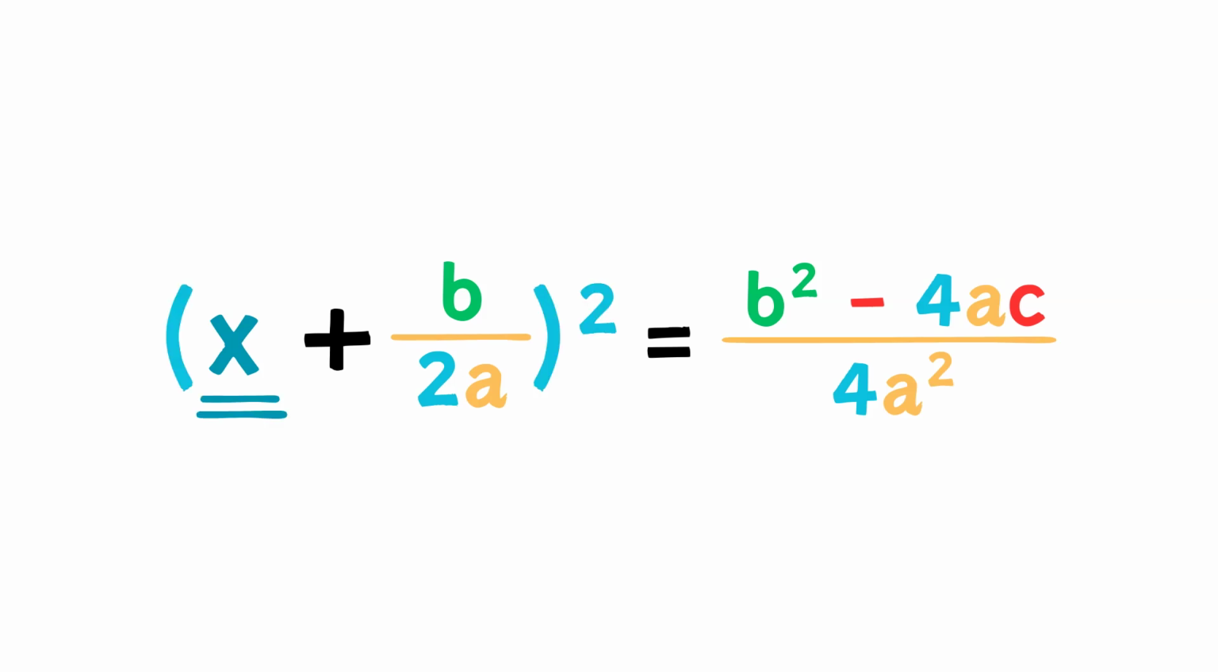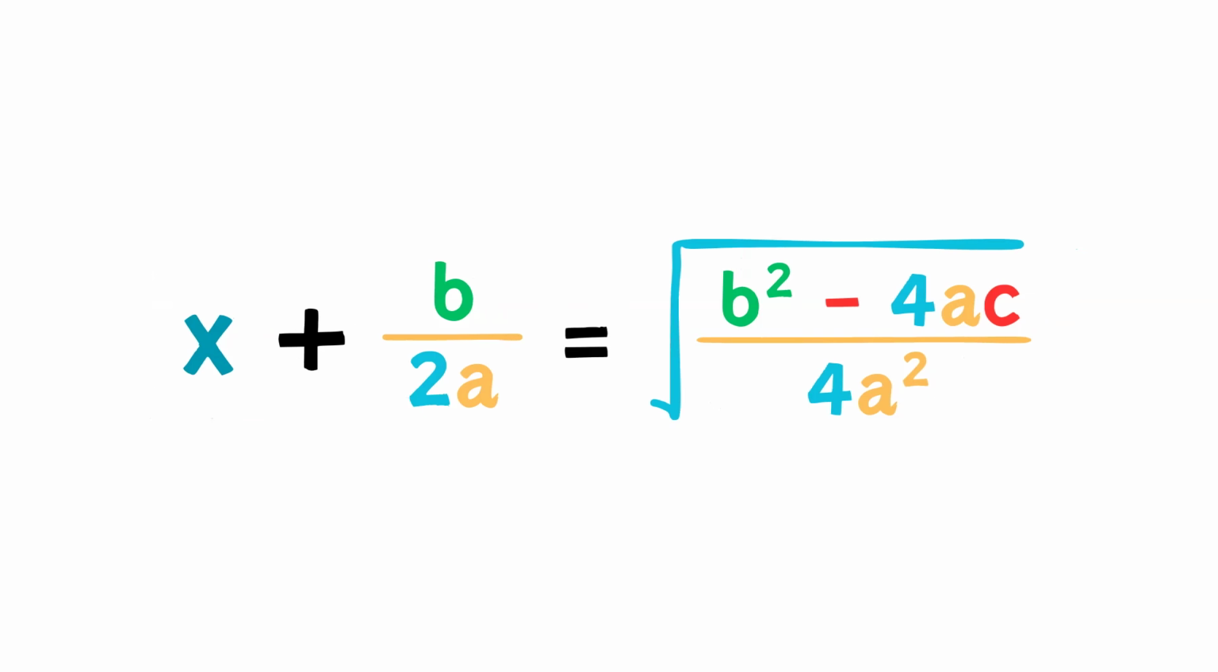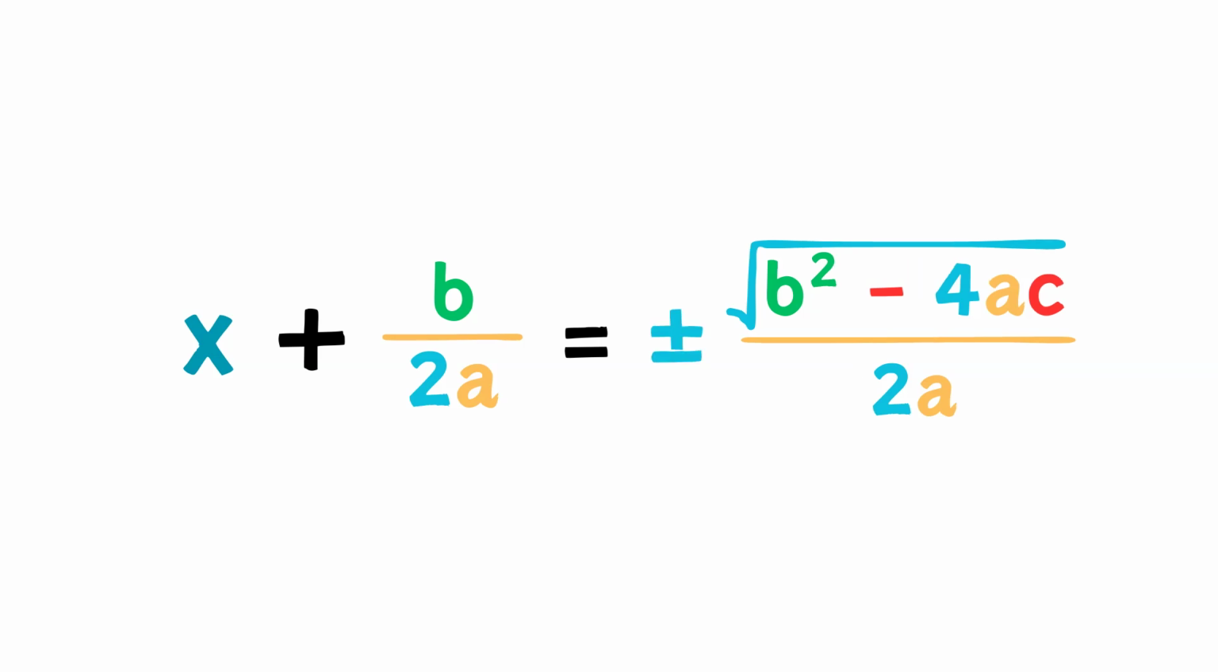To begin, we need to get rid of the square. We can do this by taking the square root of both sides. The square root of a square cancels out. On the right, we know that the square root of a fraction is the same as the square root of the numerator over the square root of the denominator, so we can simplify this a little bit. The square root of the denominator, the square root of 4a squared, is just 2a. And let's not forget to take both the positive and negative roots.